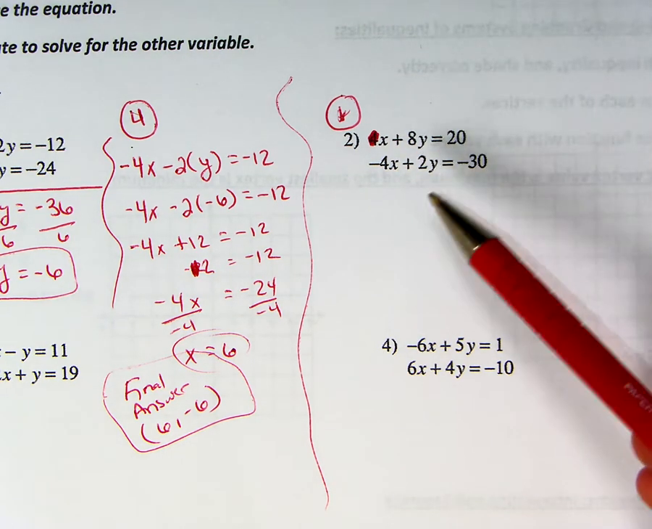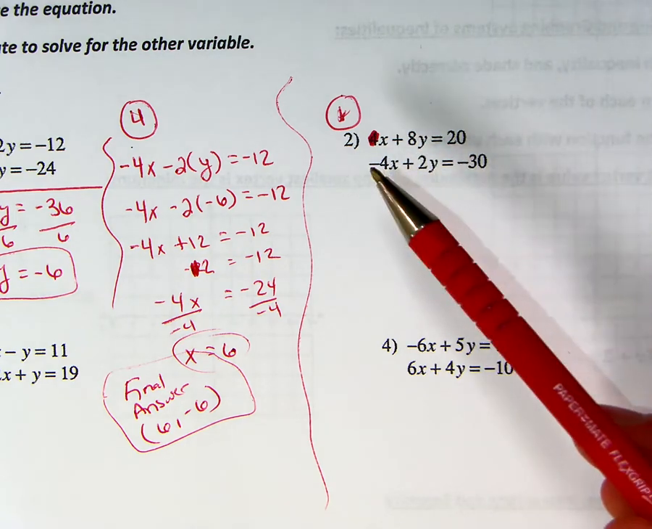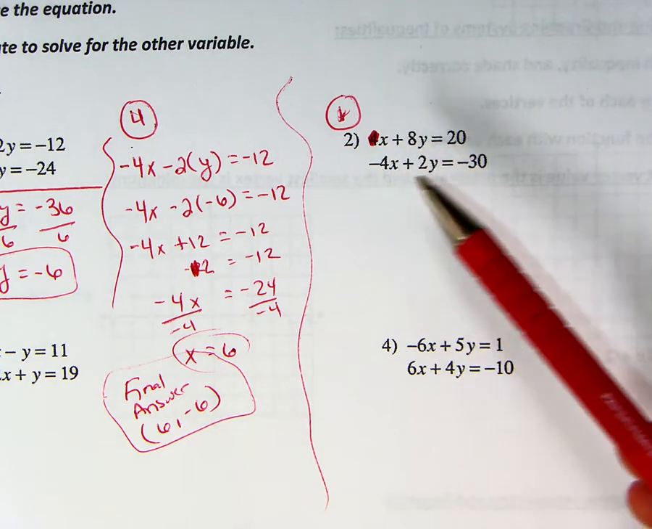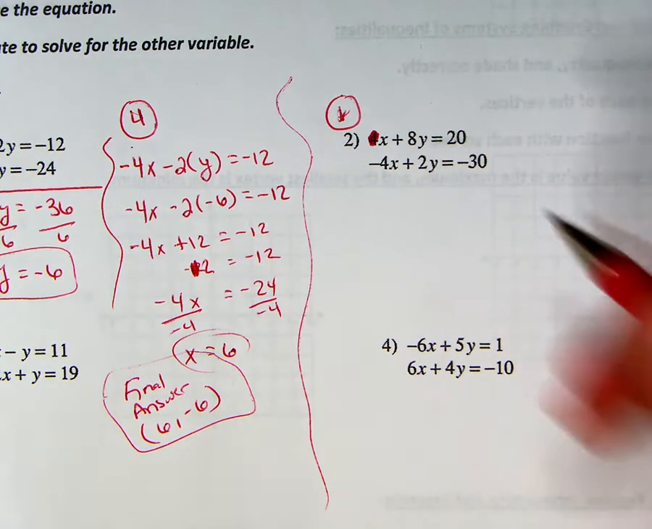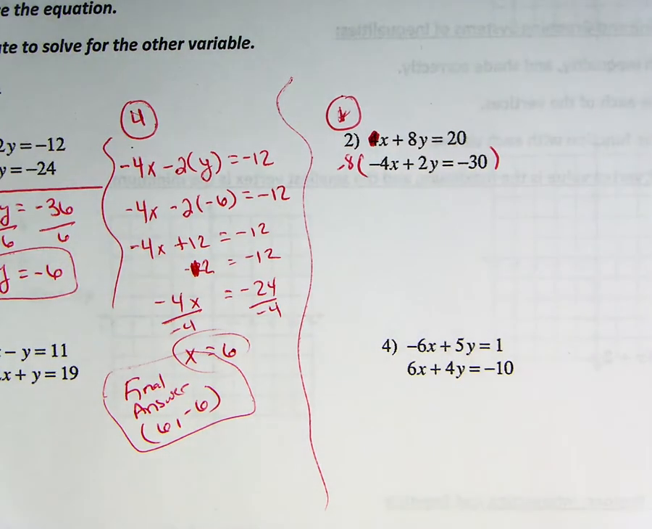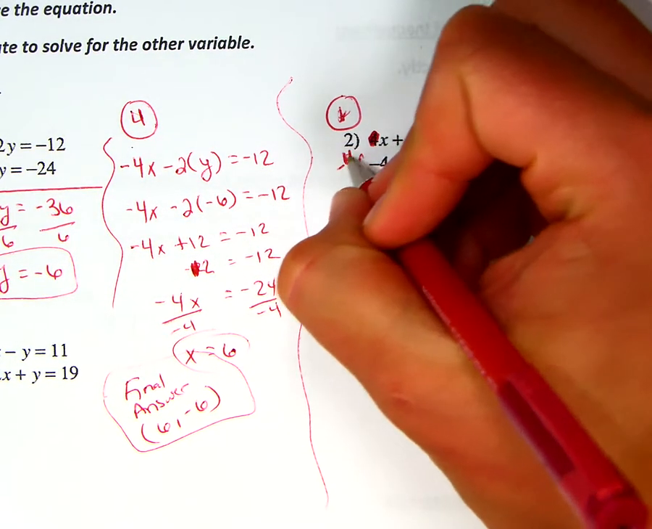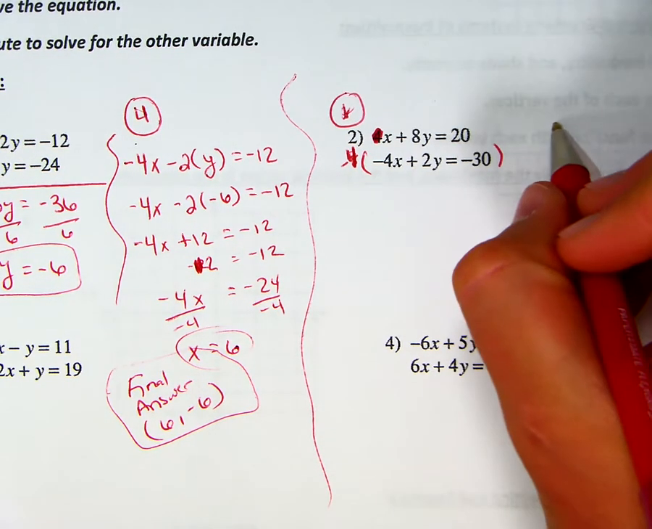If we're going to get rid of the y's, notice we have an 8y and a 2y. I can multiply this bottom one by negative 4. That would give me negative 8y. All right, so let's do that. So I'm going to multiply the bottom one by negative 4, not negative 8, sorry, negative 4. All right, so now I'm just going to rewrite everything over here.